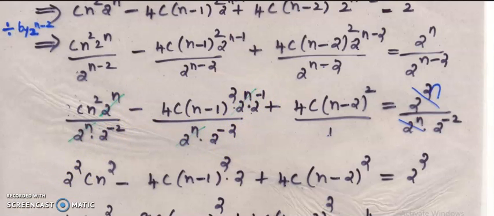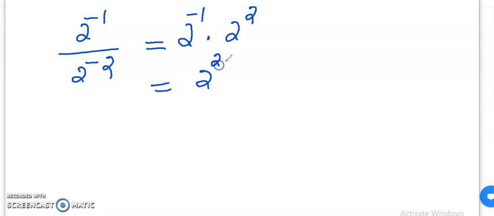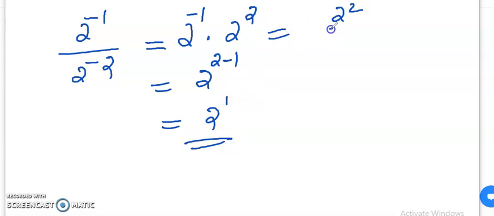So what is 2^-1 by 2^-2? It is 2^-1 into 2^2. When 2^-2 goes to the numerator, it is 2^2. That is 2^(2-1), that is 2, the answer. 2^1, that is 2. Or you can take 2 square by 2 also, when this goes to the denominator, anyway it's 2, okay. Answer is 2 here.